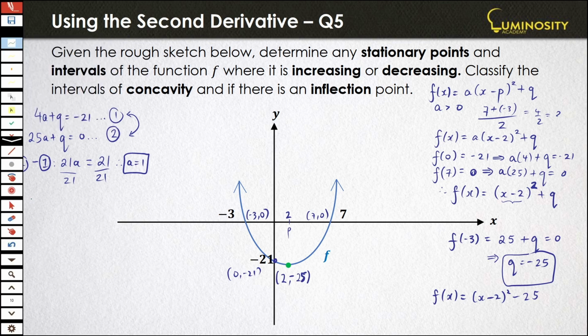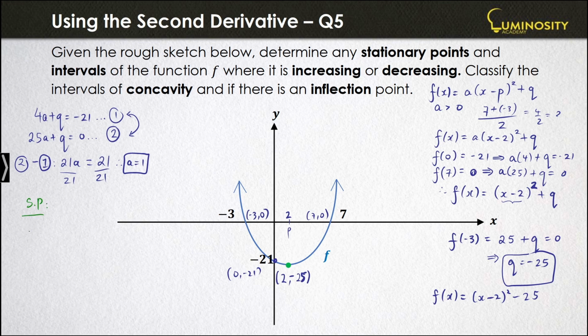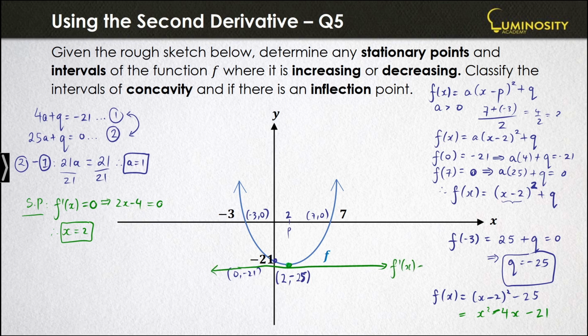Okay, so stationary points. That is when the first derivative is set equal to 0. If I expand this function out, I get x squared minus 4x plus 4 minus 25, so that's minus 21 in total. So the first derivative is going to be 2x minus 4. Setting that equal to 0 and solving for x, we get x equals 2. And that's what we came to expect. It's the turning point on this quadratic function. That is when the derivative at that point is 0, so the gradient of the tangent line at that point is 0.